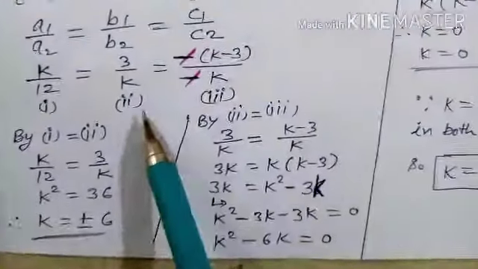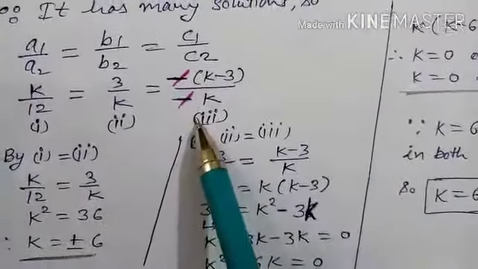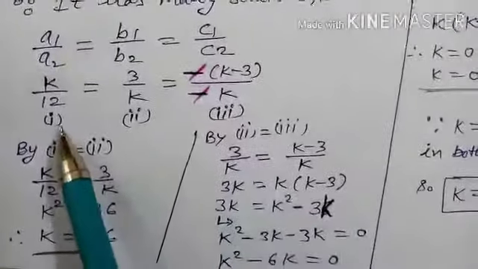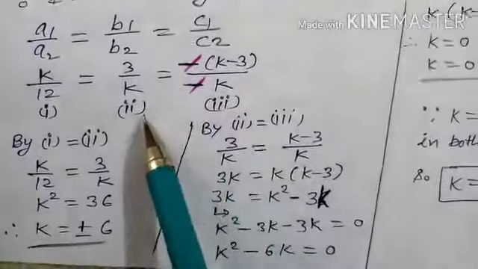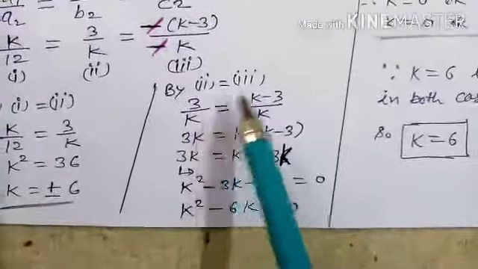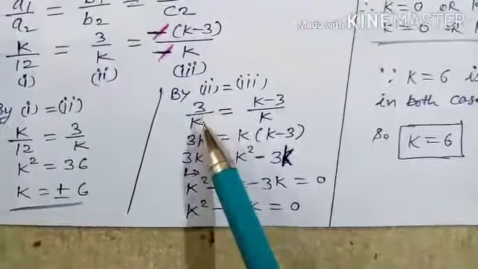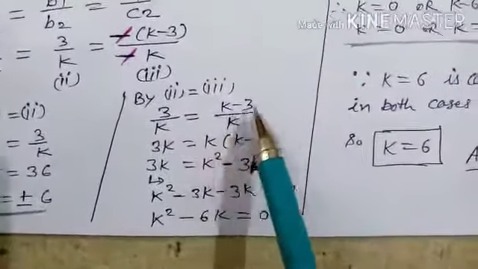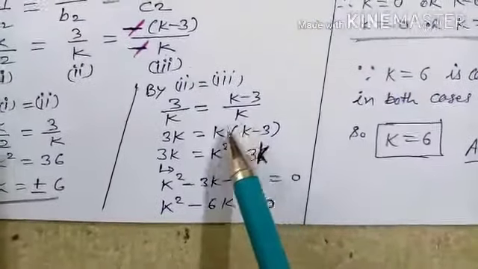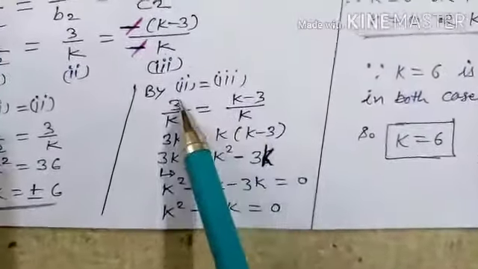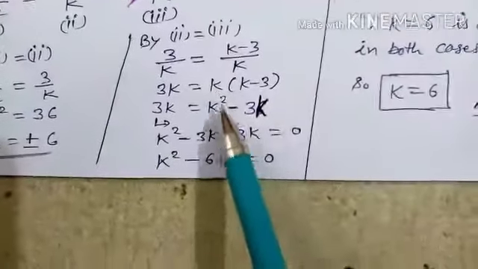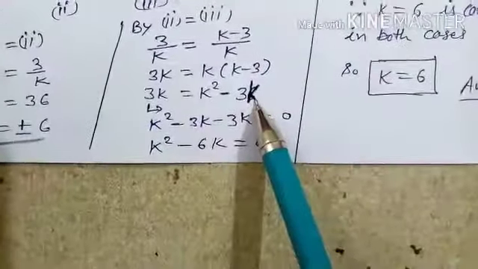Now once again, by second and third, since all three are equal, first, second and third, you may take also 1 is equal to 3. So we are taking second and third. 3 upon k is equal to k minus 3 upon k. By cross multiplication, it will be 3k, and k into k minus 3, open this bracket, so it will be k square minus 3k.